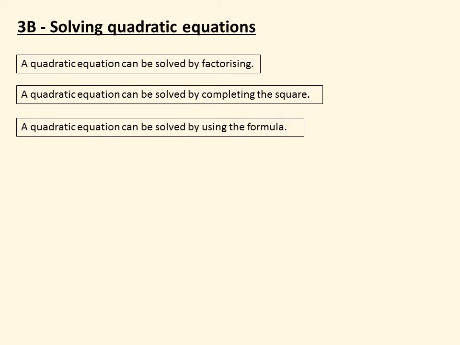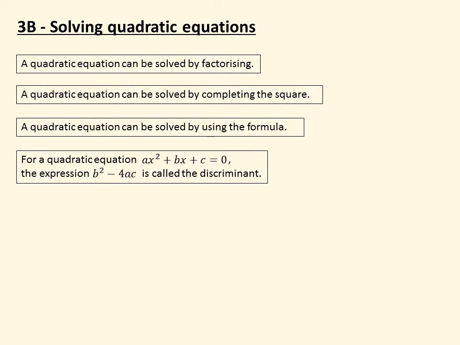We can also look at a quadratic equation to find out if it has roots. The first thing we do is define an expression called the discriminant. This is b squared minus 4ac. This is like the part inside the quadratic formula that's inside the root.